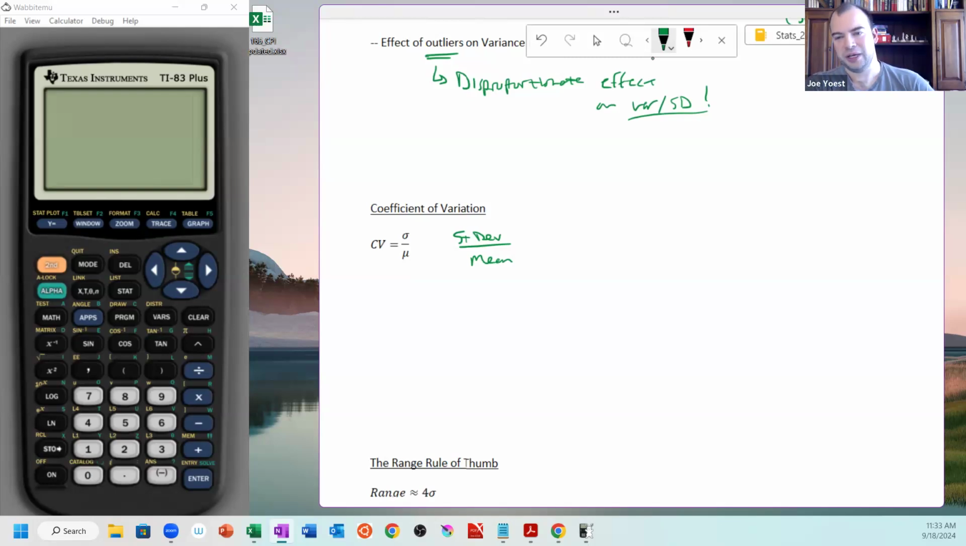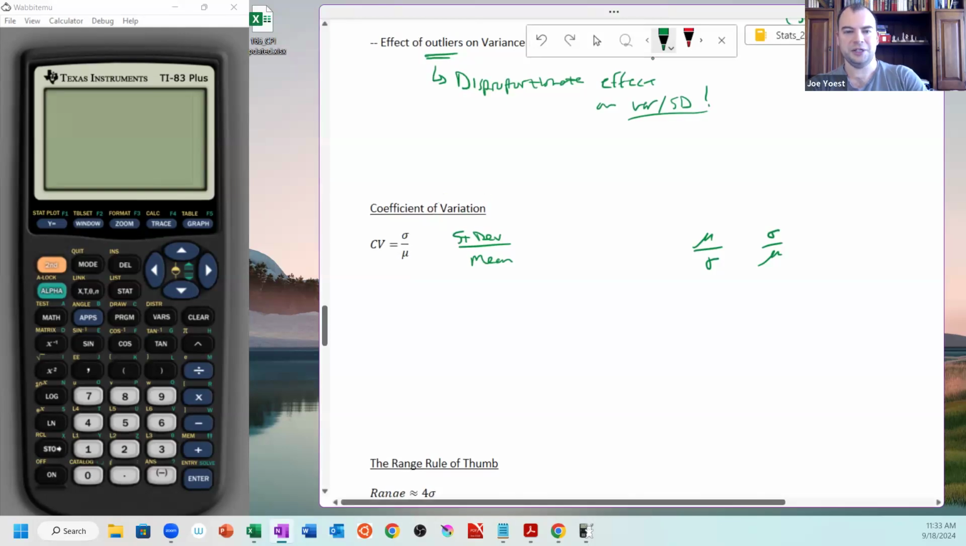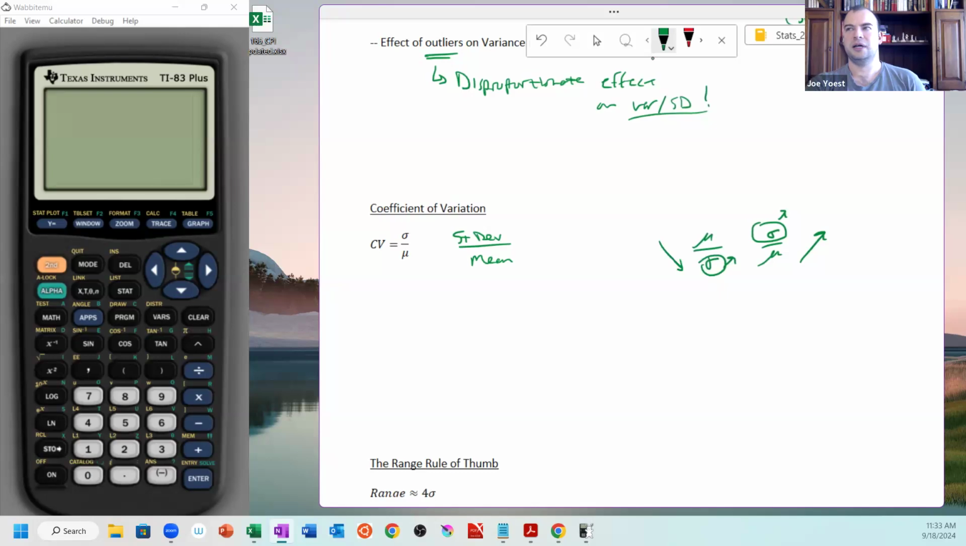If you forget which way it goes, like is it mu over sigma or sigma over mu, remember it's a measure of variation, which means that as our other measure of variation gets bigger, our coefficient of variation should get bigger. So sigma has to be on top. Otherwise, if sigma was on the bottom, as sigma gets bigger, our coefficient of variation would get smaller. That doesn't seem reasonable.